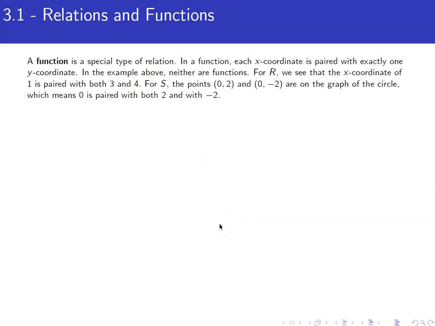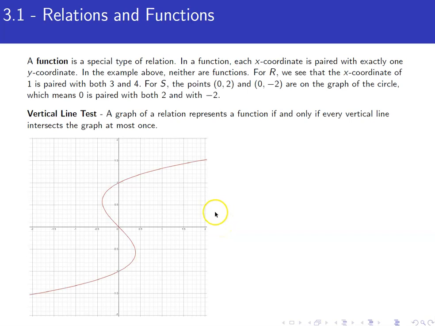So that's exactly what the vertical line test says. It says that the graph represents a function if and only if every vertical line intersects the graph at most one time. Now, it may be possible that the vertical line doesn't intersect the graph at all, but if it does, it can only do it once.